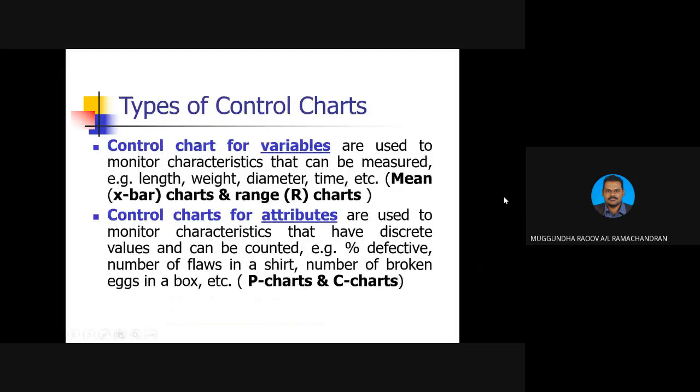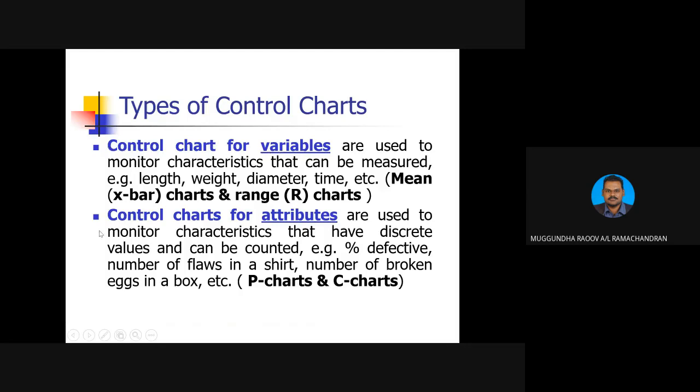Class, there are different types of control charts. Control charts for variables are used to monitor characteristics that can be measured, for example length, weight, diameter, time. So we will use the mean X bar chart and the range R chart. That means the X bar chart stands for the mean, and the R chart stands for the range. So these are the control charts for variables.